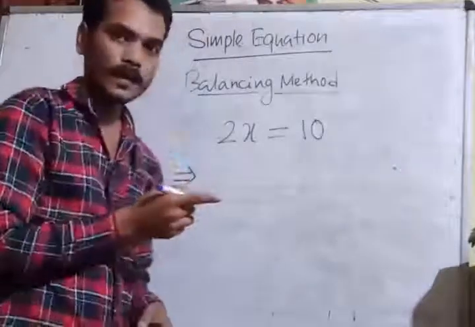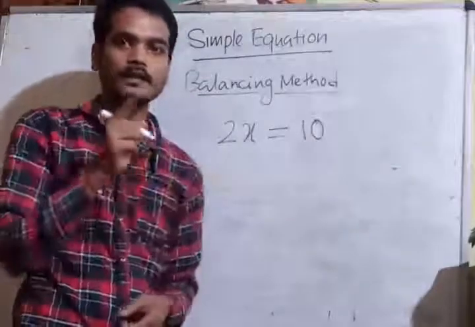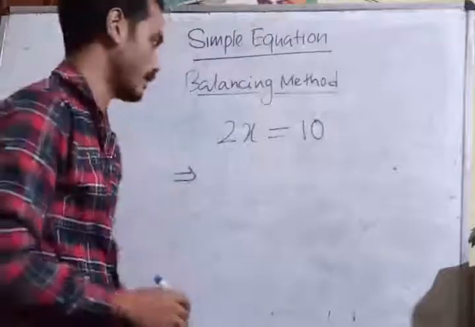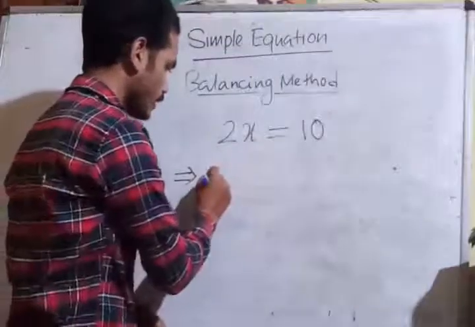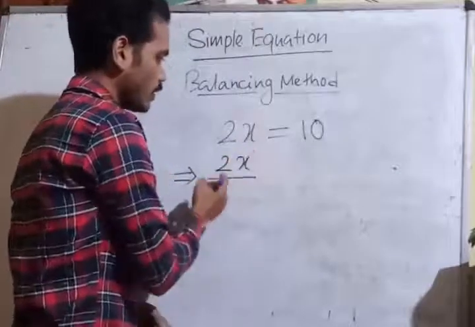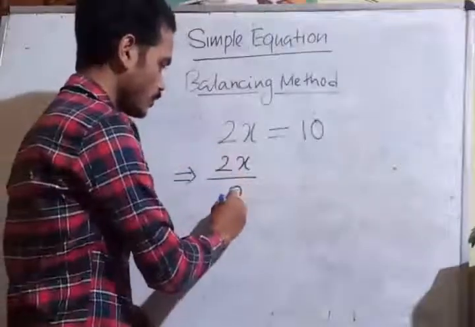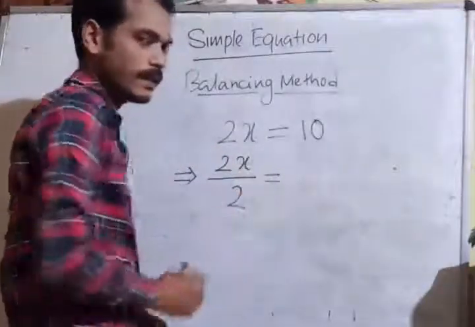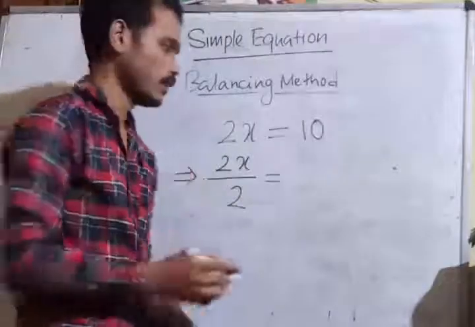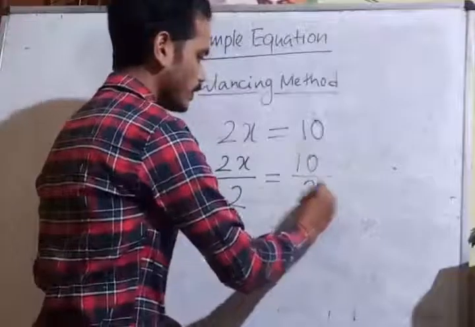Earlier when it was plus, you had to do minus. Now as it is multiplication, you have to do division to get the x in the left hand side. So you have to do division in the left hand side. This number is 2, so you will divide this side by 2. Now as this is the balancing method, you have to do the same thing in the right hand side also. So this is 10, you will divide this 10 also by 2.